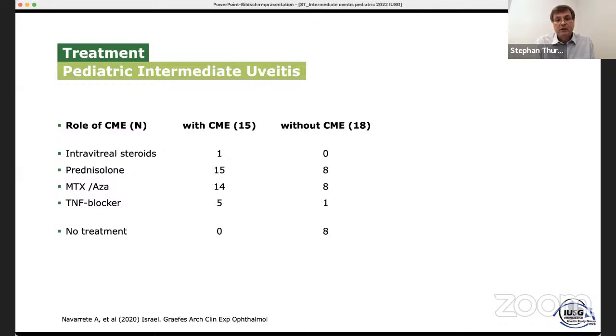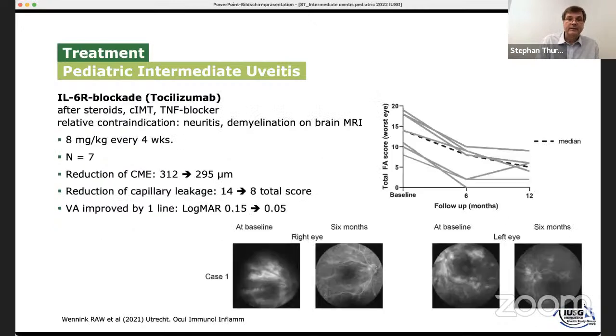So once again, cystoid macular edema here indicates two things. First, more pressure on visual acuity, and second, more active disease.